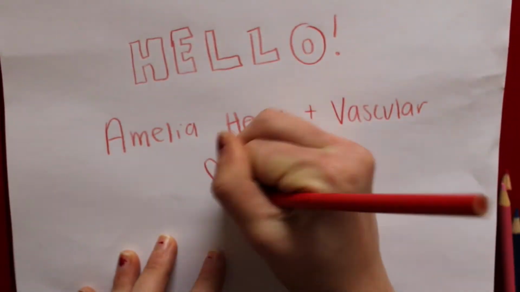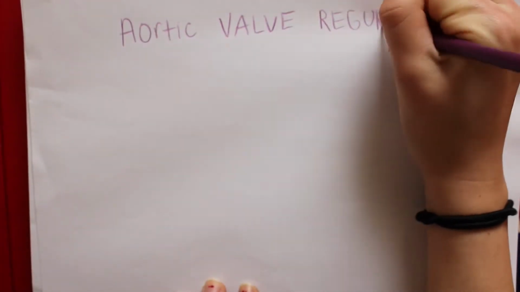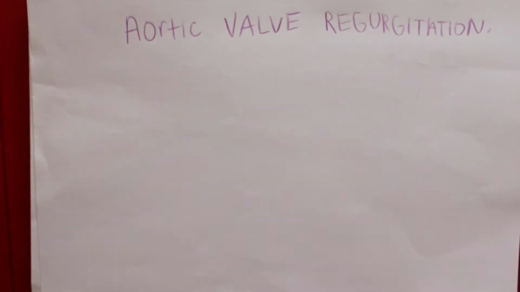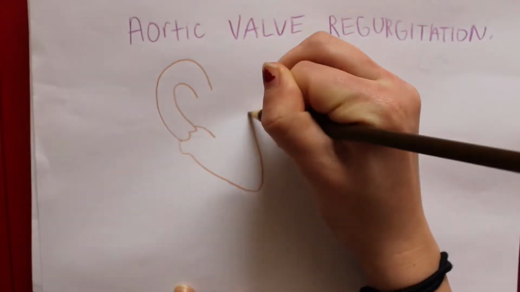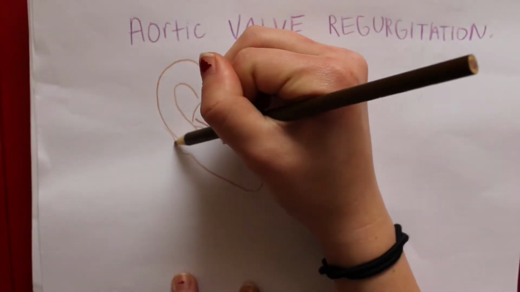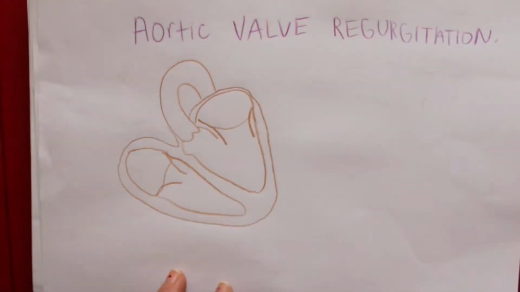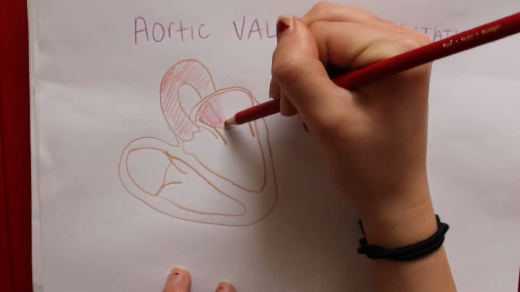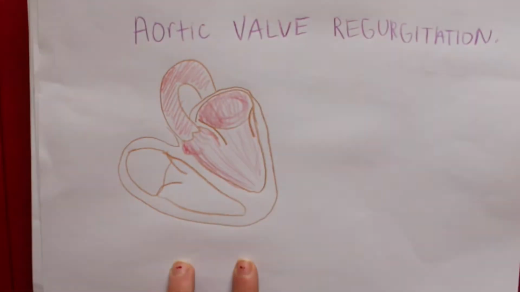Hi there, this is Amelia Heart and Vascular Center, and today we're going to talk about aortic valve regurgitation. This is a condition where the heart's aortic valve does not fully close, which results in oxygen-rich blood leaking back into the heart instead of being pumped into other areas of the body.